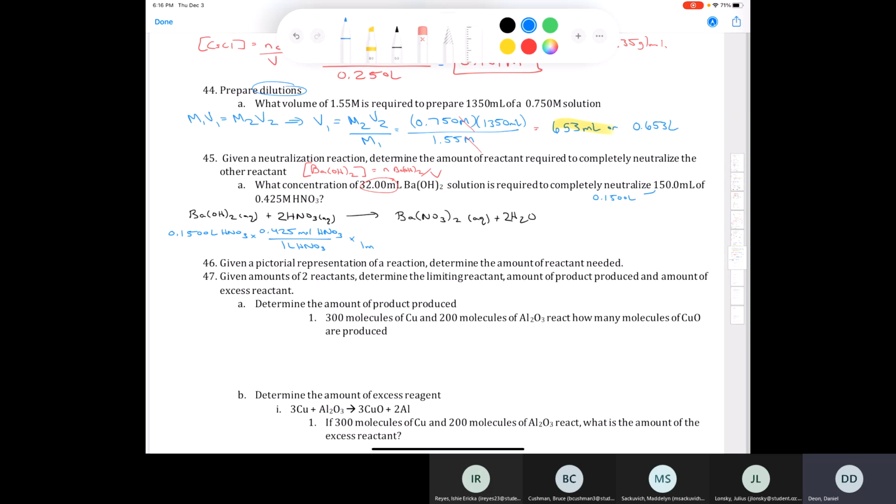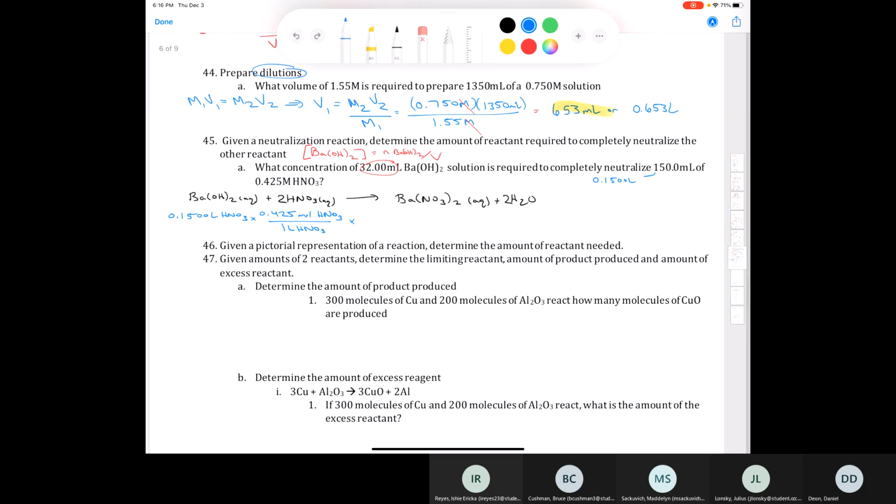And I know that for every 2 moles of nitric acid, HNO3, I need 1 mole of barium hydroxide. All right, that looks good to me. So when I work all that out, that's going to give me the number of moles of barium hydroxide, won't it? Yes, absolutely will. And I get that it's 0.03188 moles of barium hydroxide.